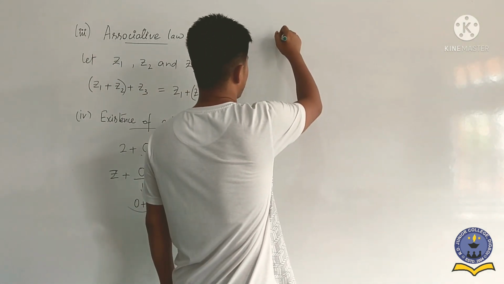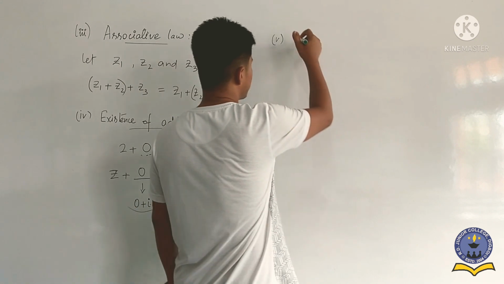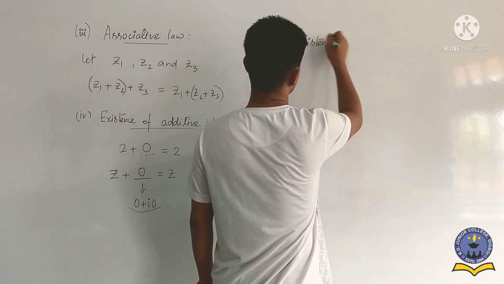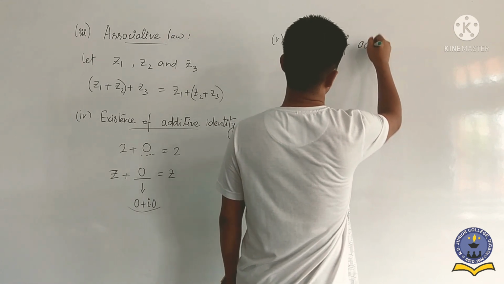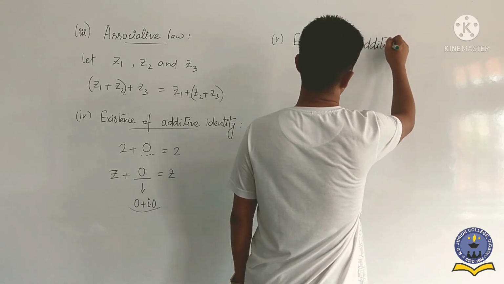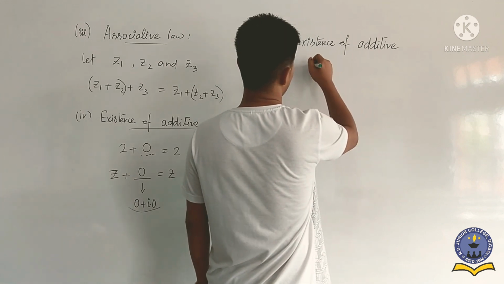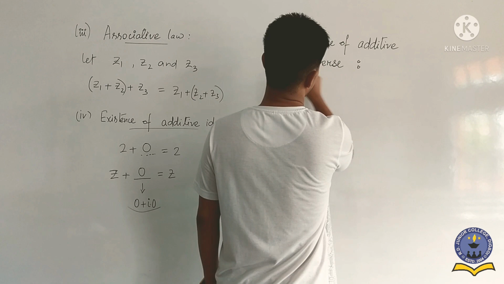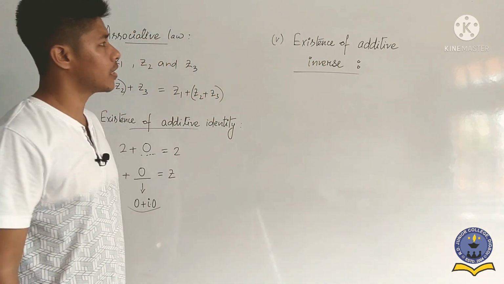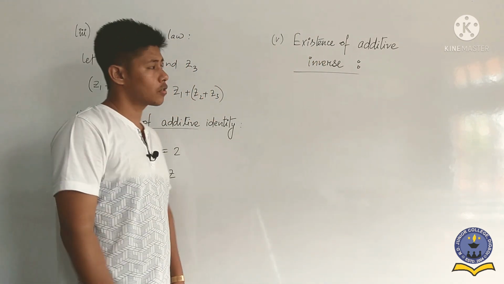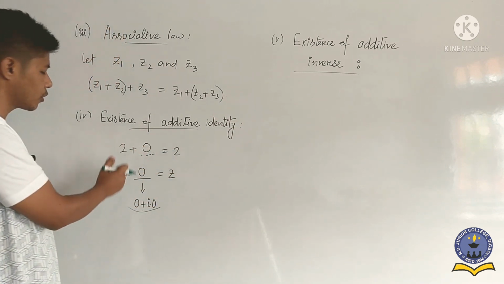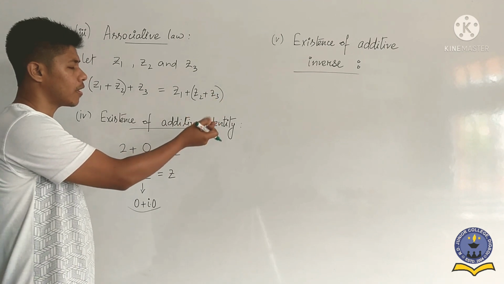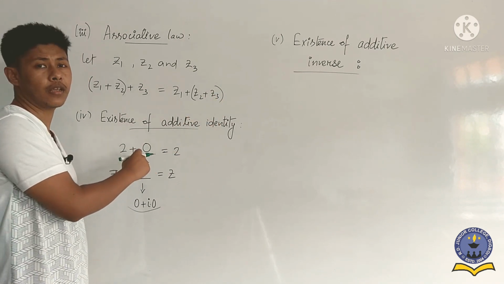Okay, now next one. If you see the last one, number 5, the next one is the existence of additive inverse. This one is totally opposite of this result. Is it clear? So the existence of additive inverse is what? Totally opposite of additive identity.